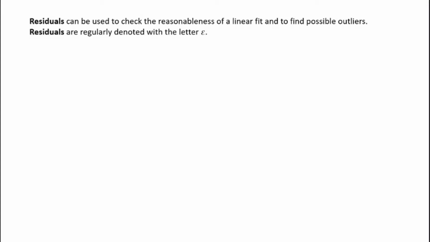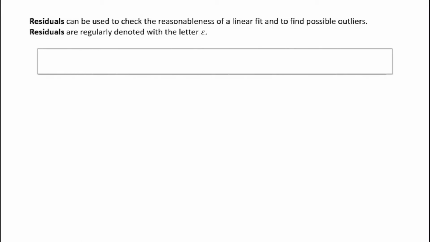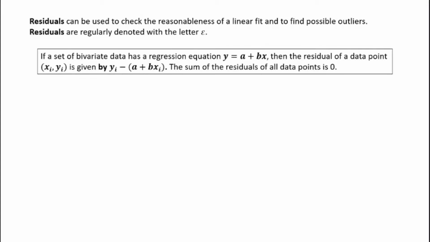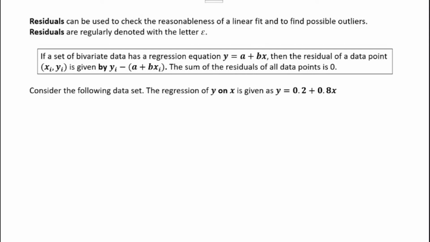Residuals, we usually use the letter epsilon, and this is a lowercase epsilon here. So in general, if we have a regression line for a dataset, every residual is found by calculating the distance between its y value and the y value that will be generated by the equation. Something to bear in mind is that the sum of all residuals will be 0. So let's have a look at this.